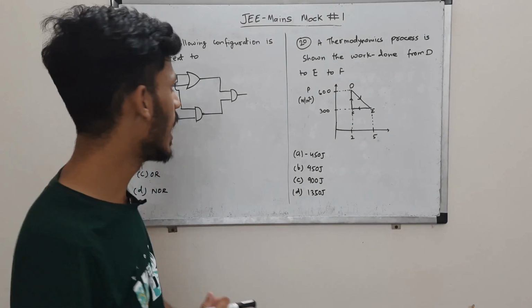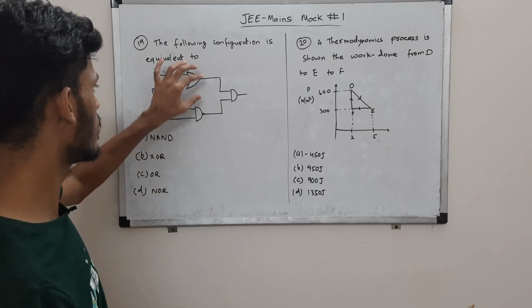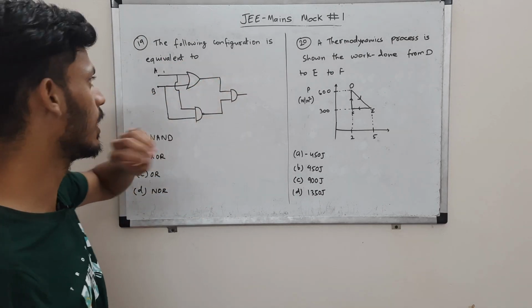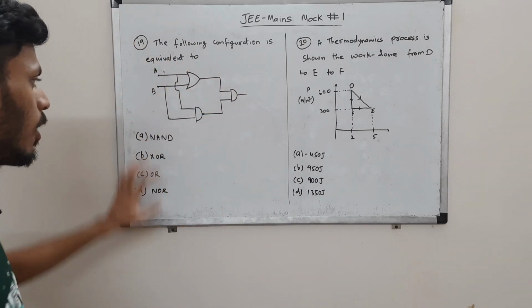So question 19 and 20 over here. Here we are given a logic gate configuration. This is an OR gate, NAND gate and AND gate. We are supposed to tell what gate this configuration is equivalent to.